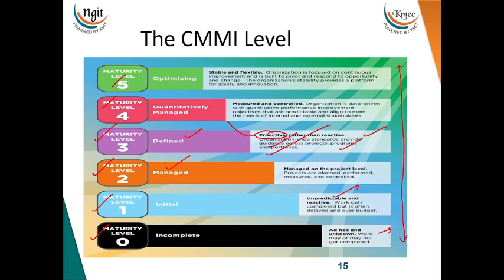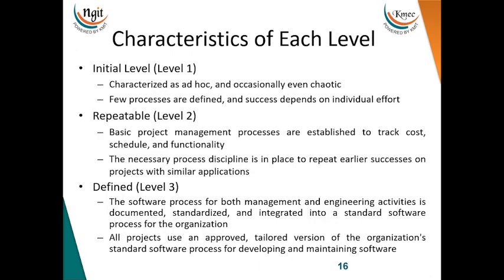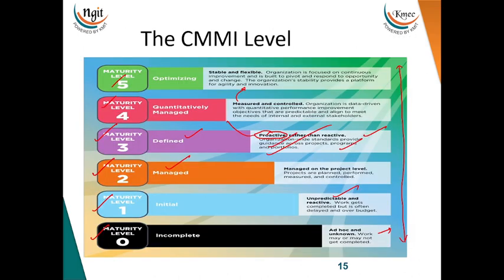Internal auditing starts to take place, and external stakeholder auditing takes place. Then optimization and flexibility: the organization is focused on continuous improvement and flexibility. As I told you, characteristics are ad hoc, depending on individual efforts. At level 2, basic project management processes track, record, schedule, and functionalities come into existence. Just go back here, level 2, correct. Management and basic things come in there.